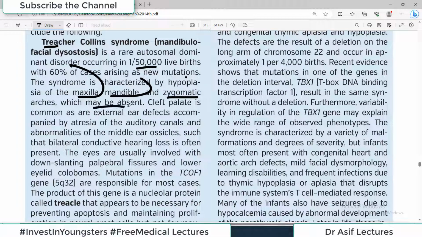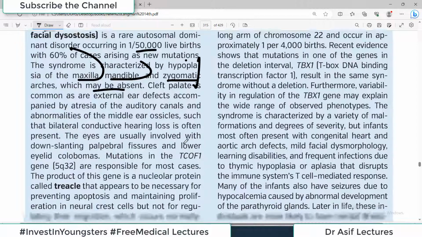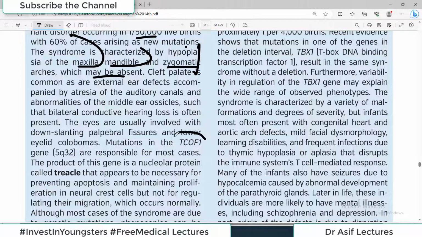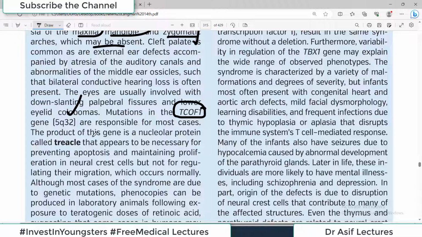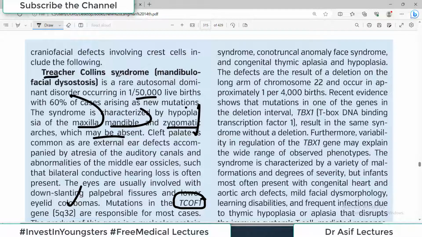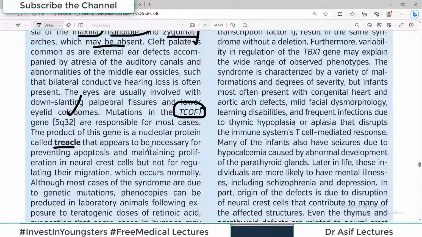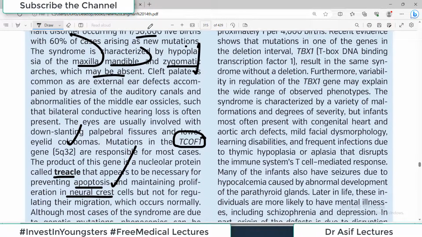They may be actually even absent. Cleft palate is also seen in this patient, and it is supposed to be linked with mutation of a gene called TCOF1 gene. Location is 5q32, and this is supposed to be responsible for this particular syndrome in most of the cases. And the product of this gene is a nuclear protein called treacle, and therefore it is called Treacher-Collins syndrome, that appears to be necessary for preventing apoptosis and maintaining proliferation of the neural crest cells. अब mutation होगी तो apoptosis और maintenance का cycle disturb होगा, and all these defects can happen.